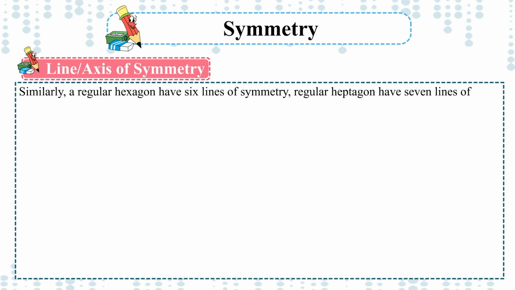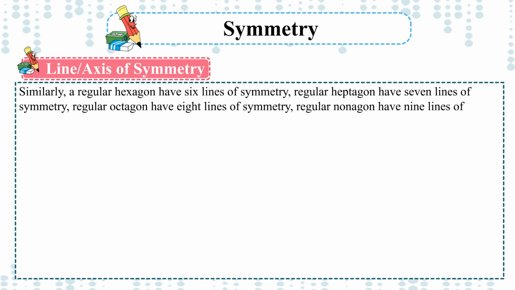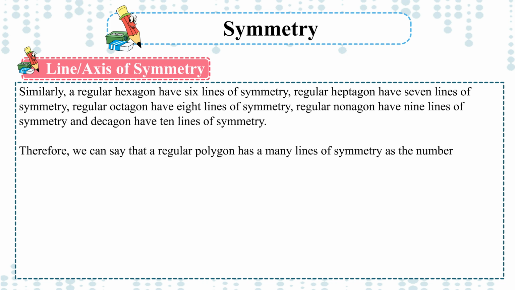Similarly, a regular hexagon has 6 lines of symmetry, a regular heptagon has 7 lines of symmetry, a regular octagon has 8 lines of symmetry, a regular nonagon has 9 lines of symmetry and a decagon has 10 lines of symmetry. Therefore, we can say that a regular polygon has as many lines of symmetry as the number of sides.